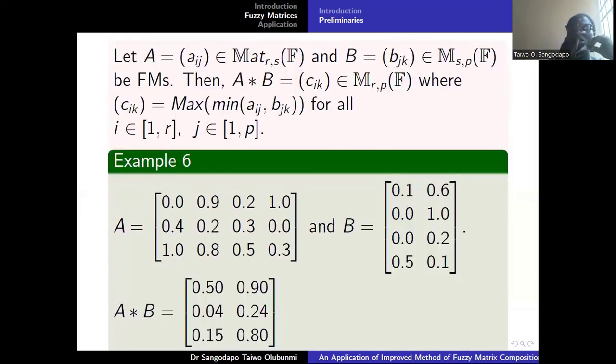Also, we can multiply. The multiplication is what we define as the composition, that is, composition and fuzzy matrix multiplication. It's the same way we multiply the classical matrix, but the difference is that for the entries of A and B, we first take their minimum. Then after that, we take the maximum of those values. Then we arrive at the multiplication. For 0 and 0, the minimum is 0, then for 0 and 0.1, the minimum is 0. For the other one, 0.9 and 0, the minimum is 0. Then after that, we have some entries, and we take the maximum from all those entries. We have the first entry for the matrix multiplication, which is 0.50.